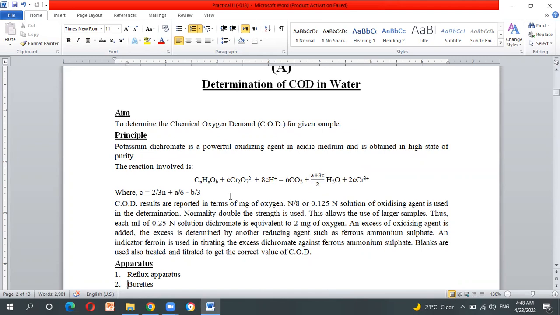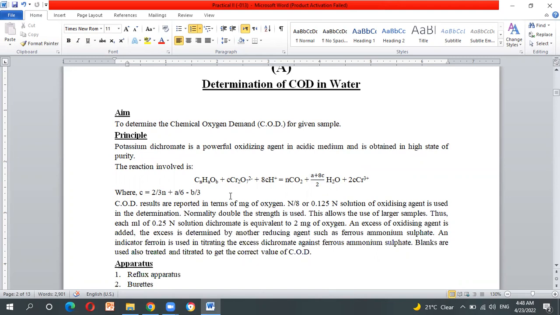Chemical oxygen demand results are reported in terms of milligrams of oxygen. N/8 or 0.125 normal solution of oxidizing agent is used in determination. Normality of double the strength is used. This allows the use of larger samples. Thus, each milliliter of 0.25 normal dichromate solution is equivalent to 2 milligrams of oxygen.